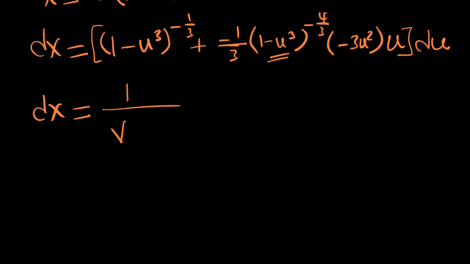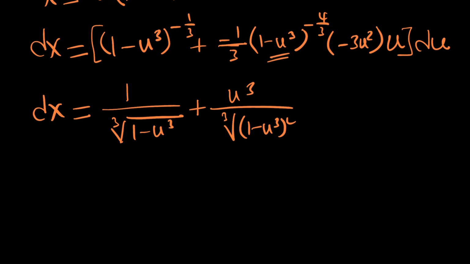Some stuff is going to simplify. You're going to get 1 over the cube root of 1 minus u cubed, plus u cubed divided by the cube root of 1 minus u cubed to the 4th power. This just comes from the fact that we have a negative 4/3 here. You can just write it in the denominator. But we can simplify things a little bit more, because now you can make a common denominator. So you have to multiply by the cube root of 1 minus u cubed, and then just plug it in, and it should just work.